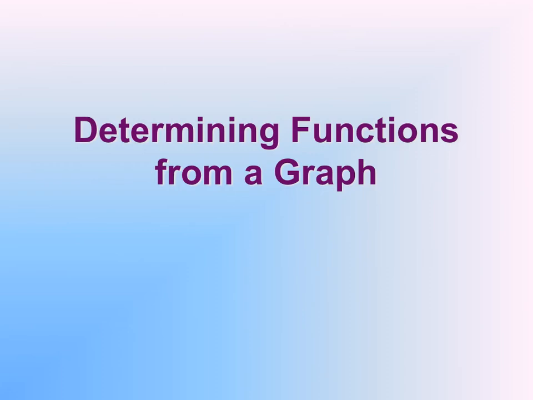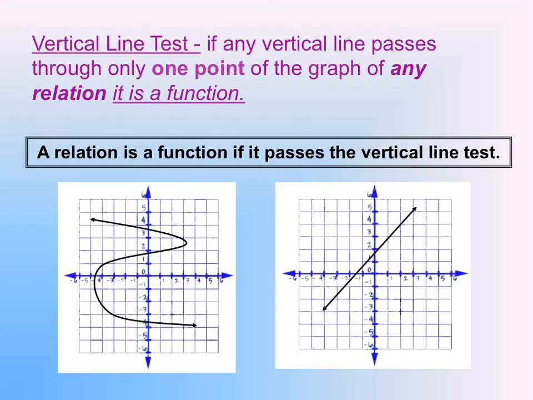So the last thing we're going to look at is determining if you have a function based off of a graph. And if you remember this from last year, it's actually really, really easy. What we're going to do for these is use what we call a vertical line test, and the vertical line test states that if any vertical line passes through only one point of the graph at any time, then it is a function.